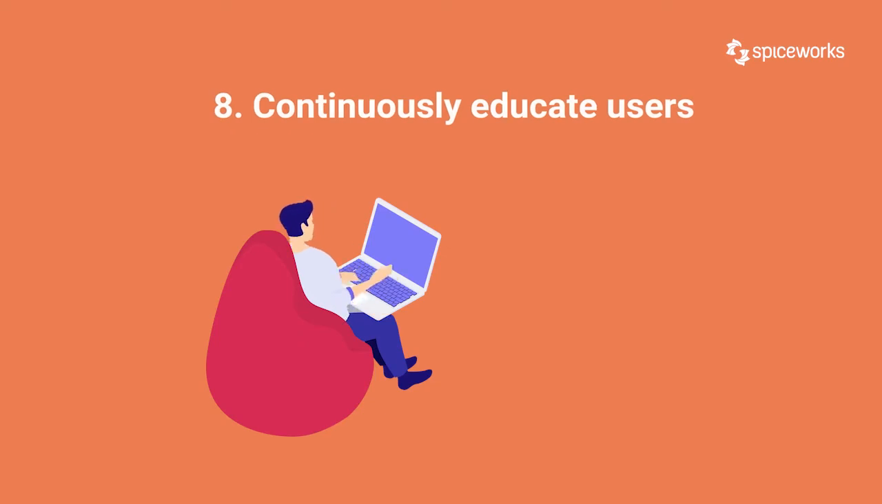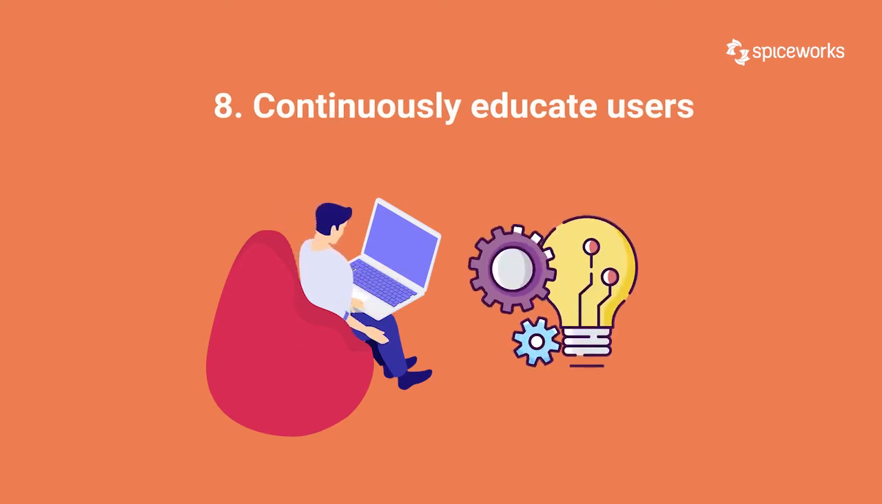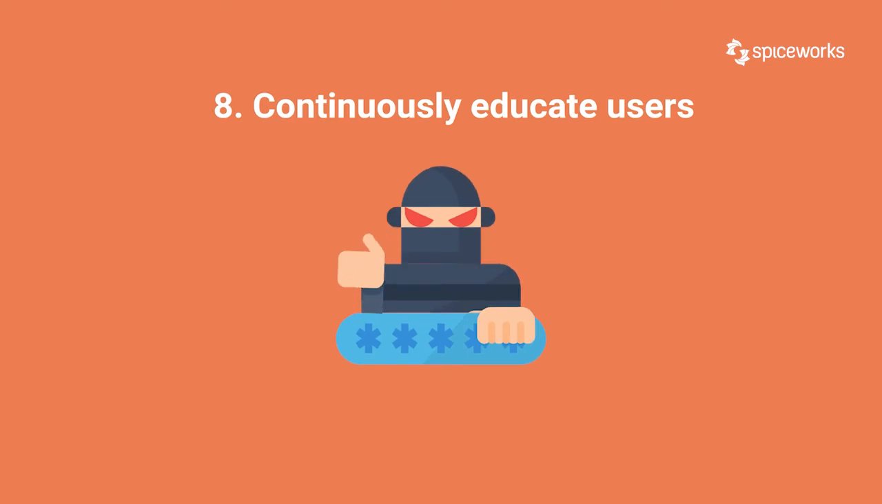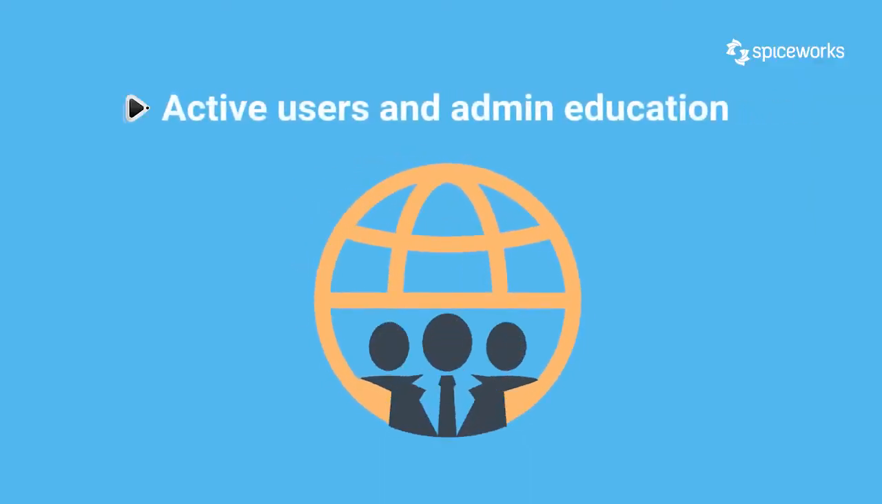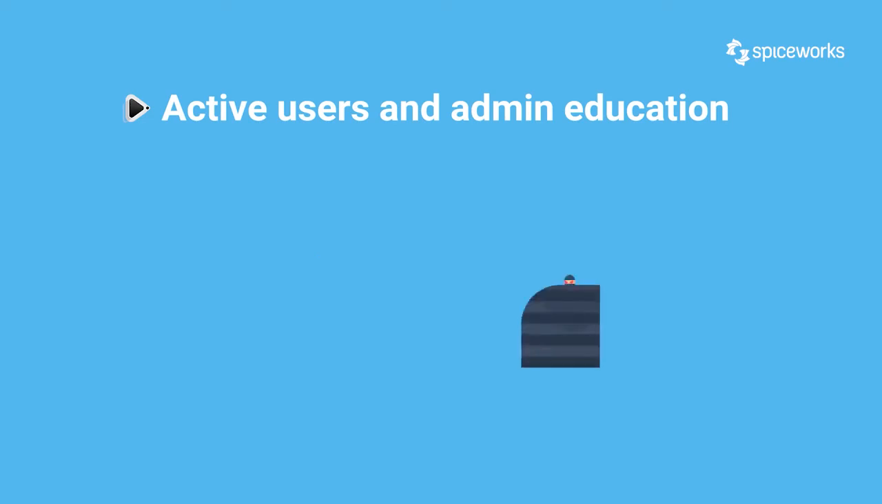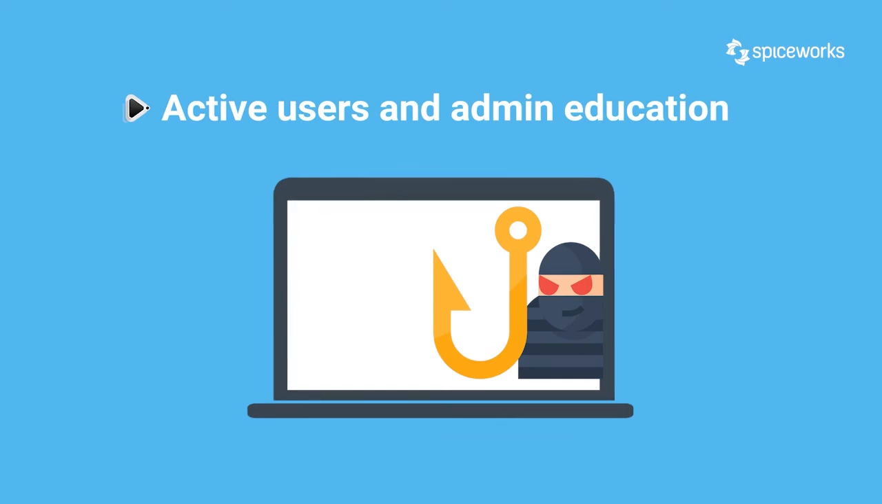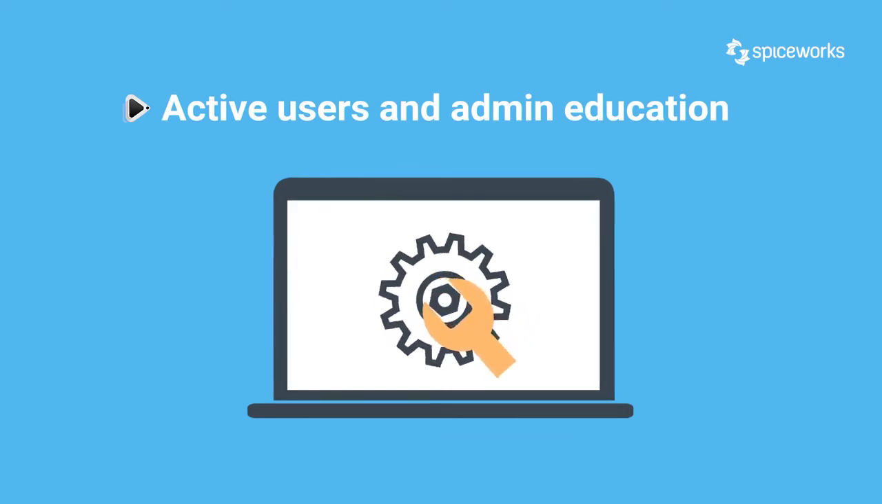Continuously educate users. Attackers use the weakest link in internet security, the human aspect, to install rootkits. Active user and admin education is the ideal strategy to prevent rootkit infection. They must be able to recognize phishing efforts and understand the necessity of only installing legitimate software.